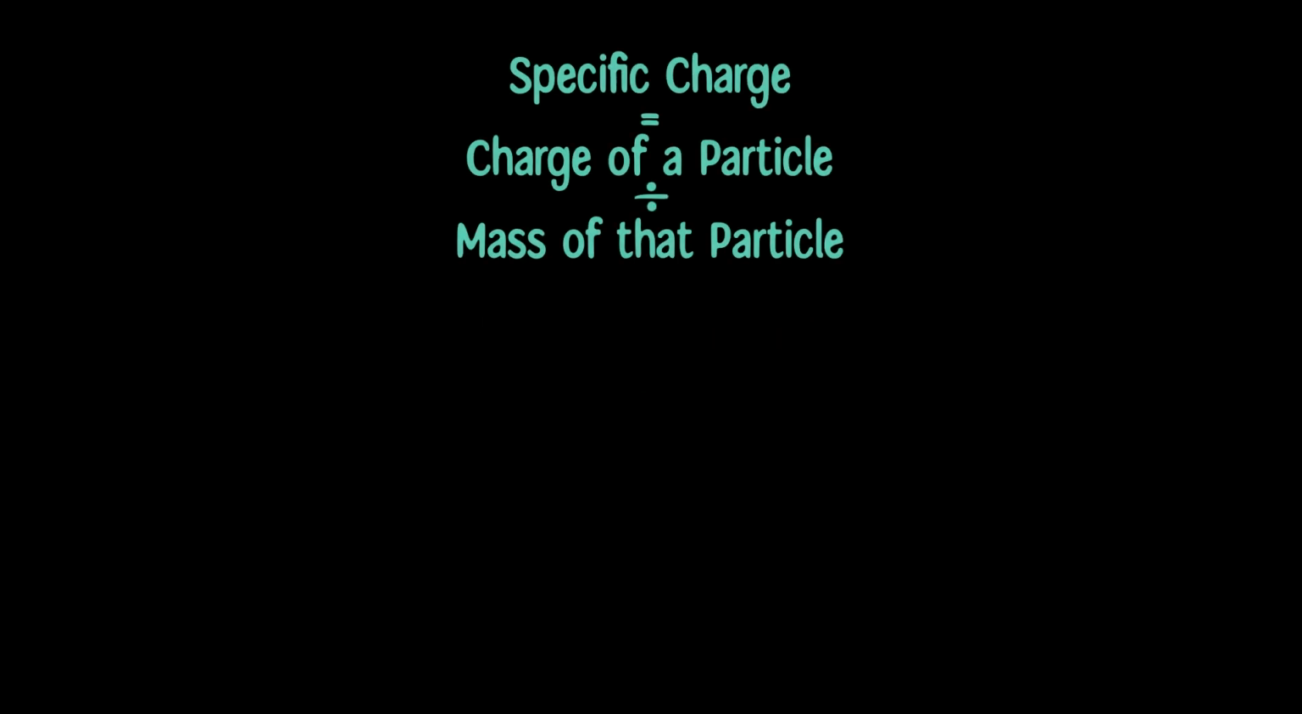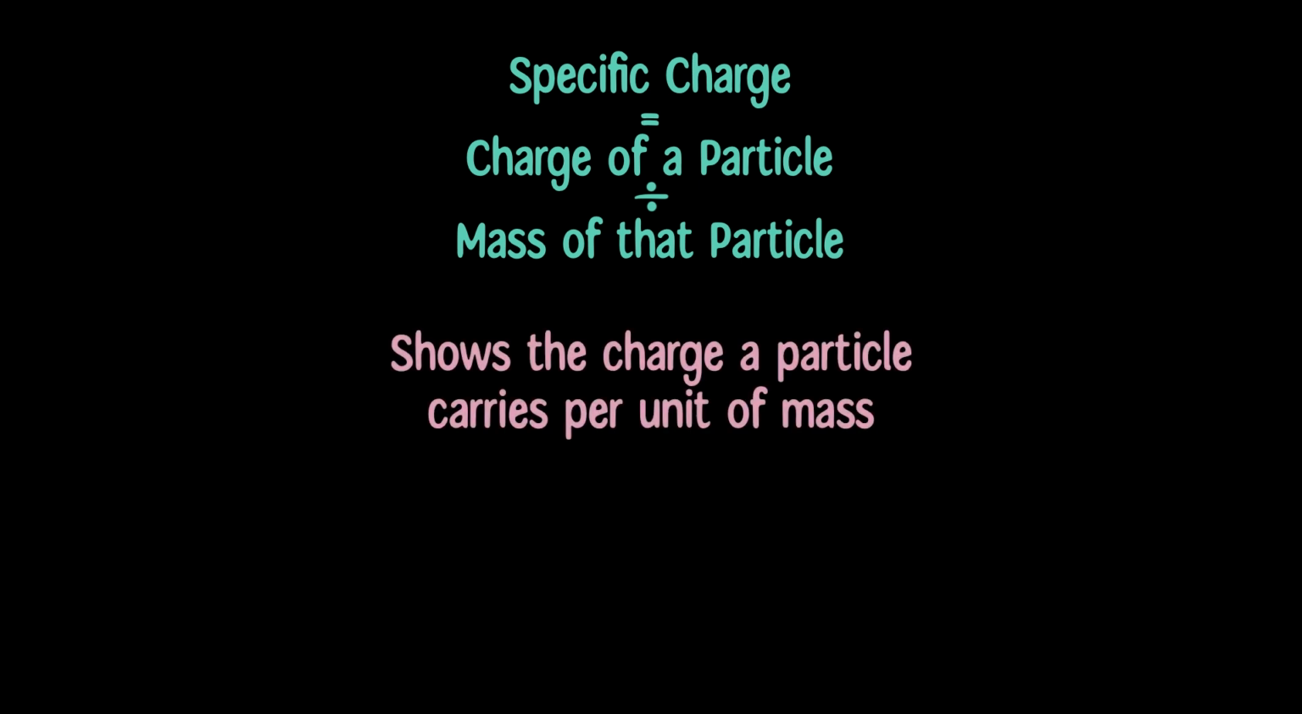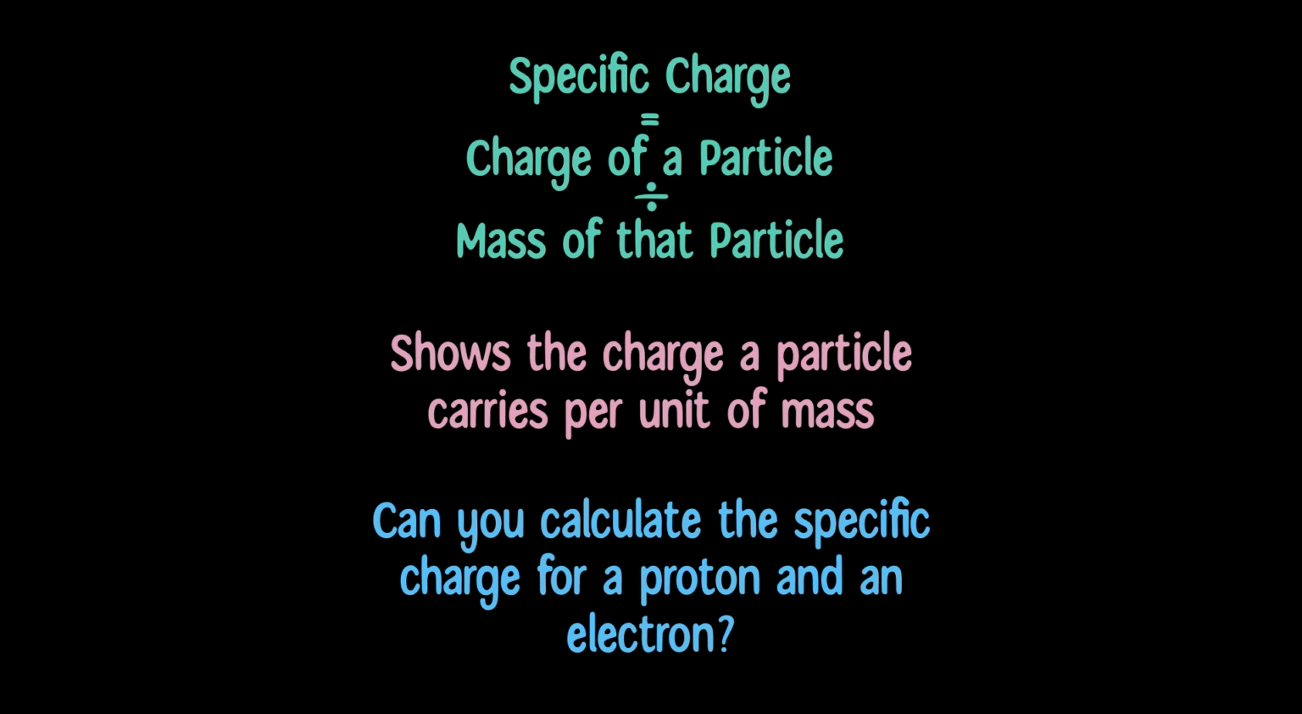Now, can you solve this next brain teaser? The specific charge of a particle is defined as its charge per unit of mass and is denoted by coulombs per kilogram. In other words, how much charge does a particle have for every unit of mass that it has? Using this, can you calculate the specific charge for a proton and an electron?